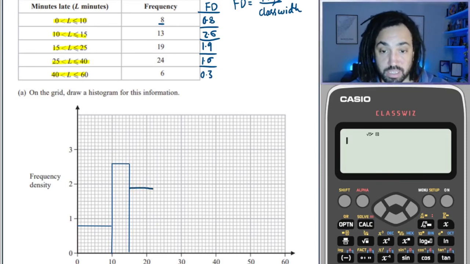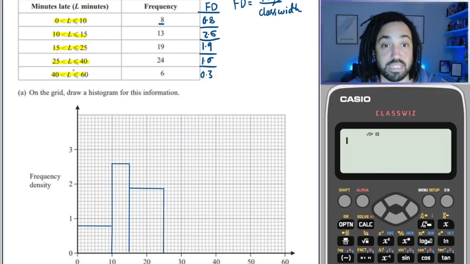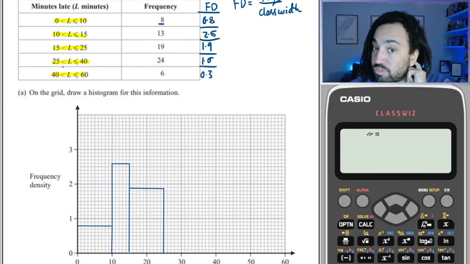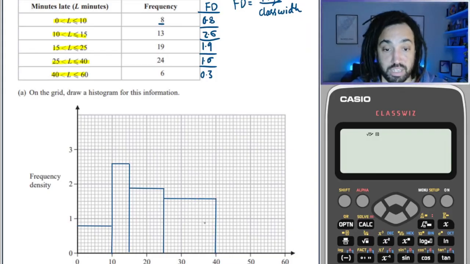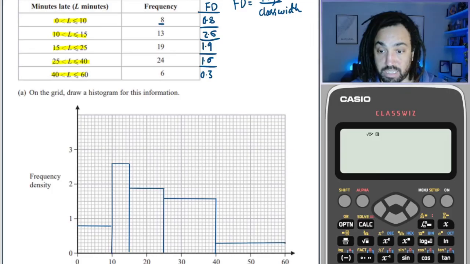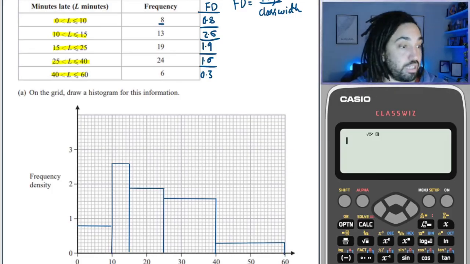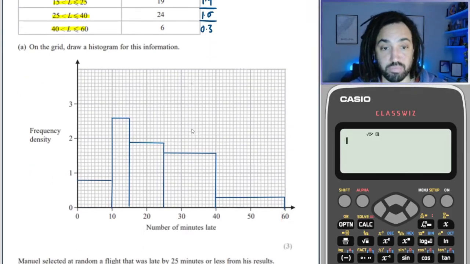So from here we go from 15 across to 25, and then we go down, and then we are going from 25 to 40 at 1.6. So 1.6 is here, so that goes all the way to 40. And then finally we have 40 to 60, and that's 0.3, so that goes all the way along there. And there we go, there we have it, perfect.